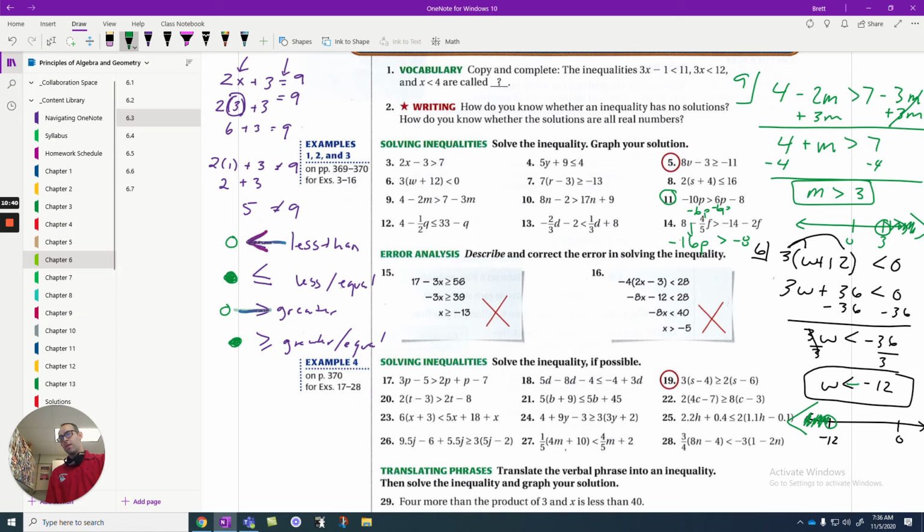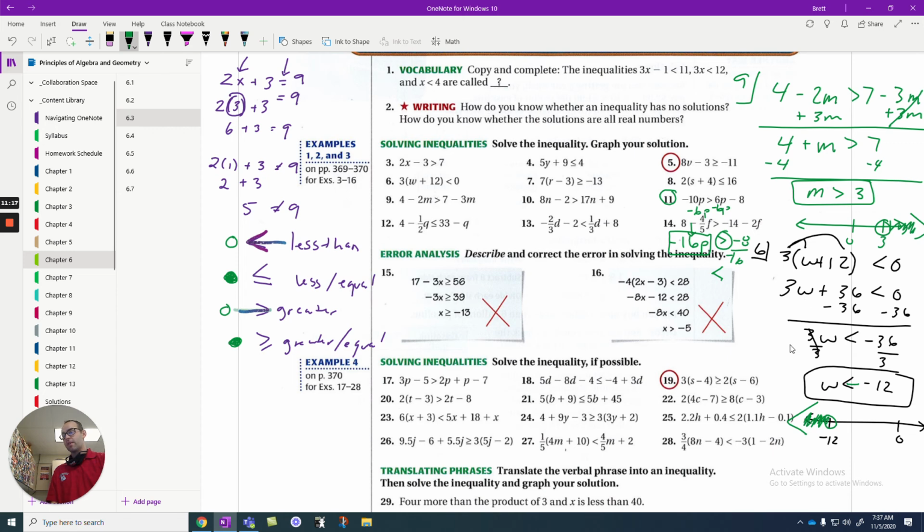If the number next to your variable is negative, you're going to have to divide by that negative number. When you divide by negative 16, the sign in the middle has to flip. Just like multiplying by a negative switches signs, division or multiplication by a negative is going to flip the sign. But it only happens when the number next to your variable is negative. So this becomes a less than symbol. You'll have to make that change along the way.